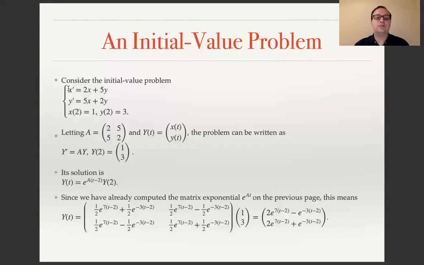Now let's use this computation to solve an initial value problem. Let's consider the system of two equations with two unknown functions, x of t and y of t, such that x prime is equal to 2x plus 5y, and y prime is equal to 5x plus 2y, with the initial conditions x of 2 equal to 1 and y of 2 equal to 3.